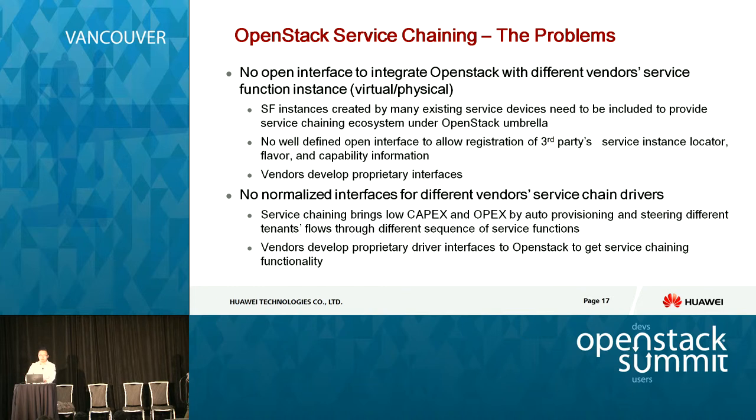And service chaining brings low capex and opex by auto-provisioning and steering different tenants' flows through different sequences of service functions. The vendors would have to depend on proprietary driver interfaces to OpenStack to get service chain functionality.